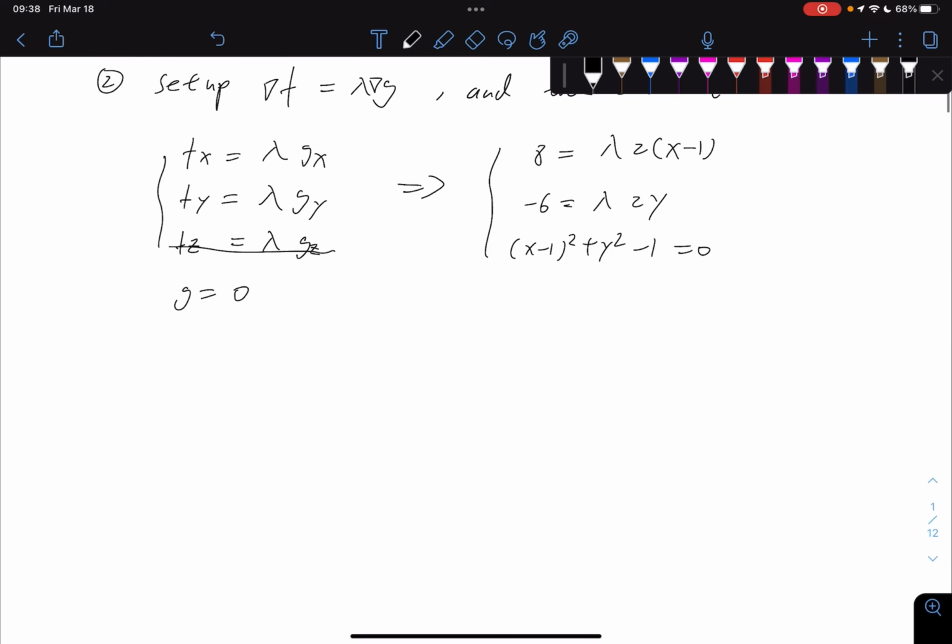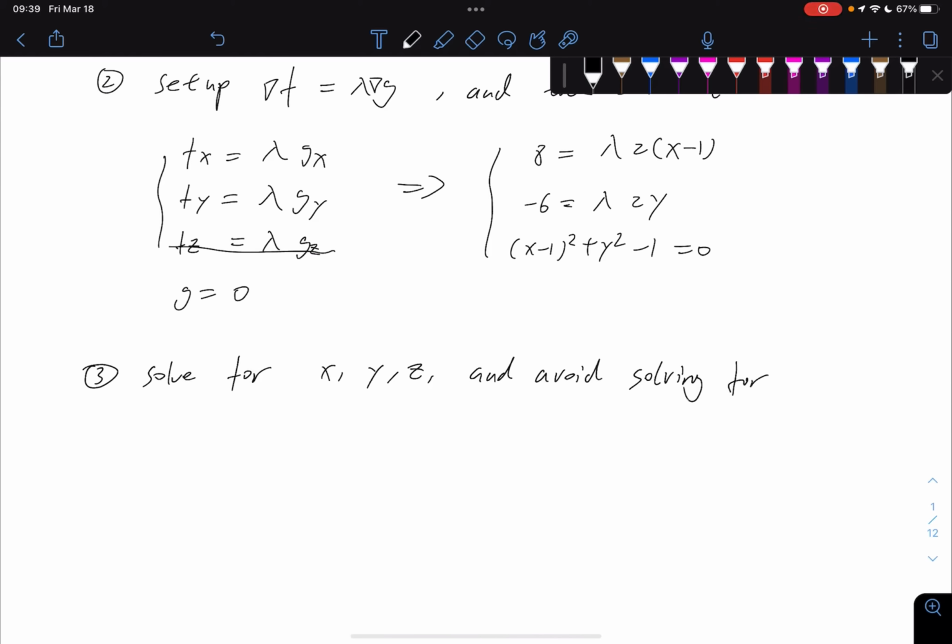Okay. So now we're just going to solve for x, y, and lambda. I like to add this for the sake of completion, but we actually don't really need the value of lambda. So whenever we can, we will avoid solving for lambda if possible.